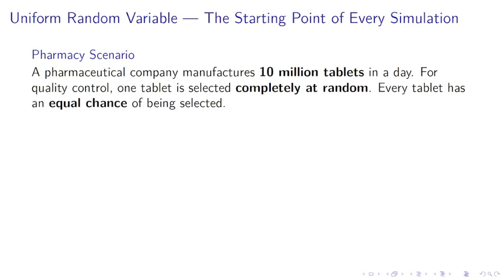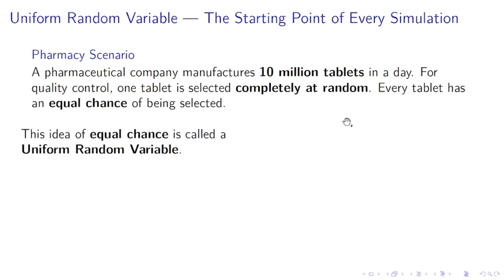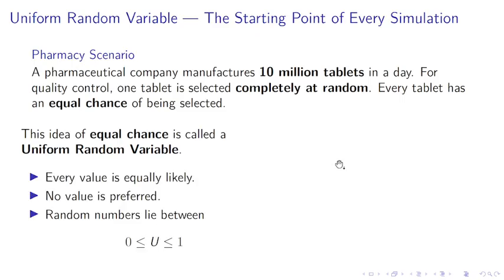Here the pharmacy scenario is a company manufactures 10 million tablets in a day. For quality control, one tablet is selected completely at random. There is equal chance for every tablet to be included in the sample, that is completely random. Every tablet has equal chance of being selected. The idea of equal chance is called a uniform random number. Wherever chance enters, probability theory enters. In a uniform random variable, every value is equally likely. No value is preferred over another.